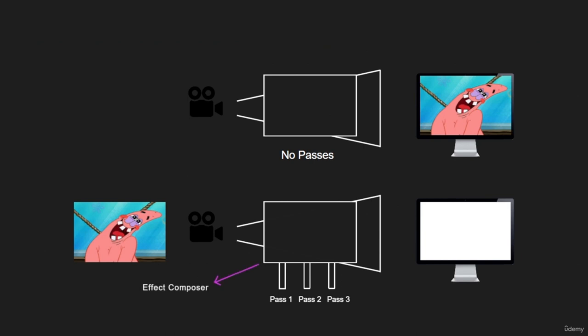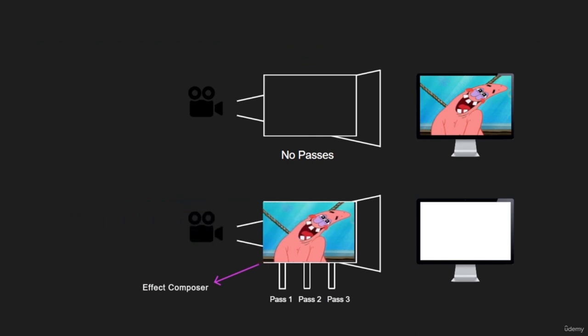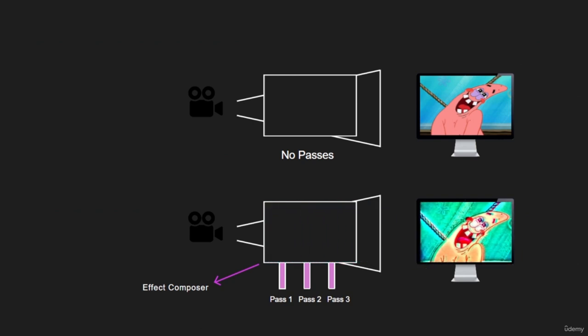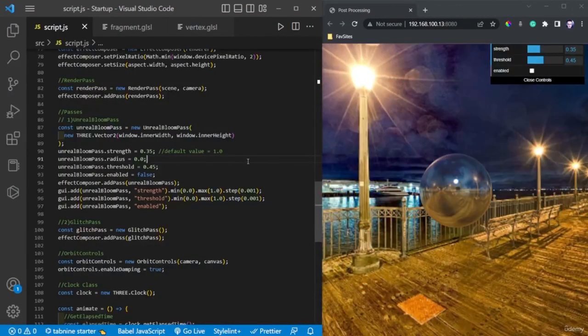So when the renderer is on the way to render the scene on the screen, the renderer will notice that three passes must be added to the image before rendering it on the screen. So the first pass will be added to the final image, then the second pass will be added, and then the third pass. After there are no passes left, this image will be rendered on the screen. And this is the same thing that happened here. Here we have two passes, the bloom pass and the glitch pass. The first pass added to the final image is the bloom pass, and then the glitch pass.